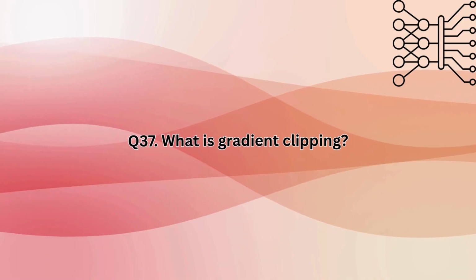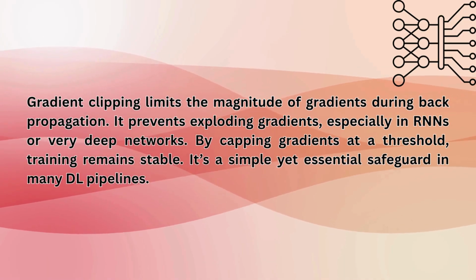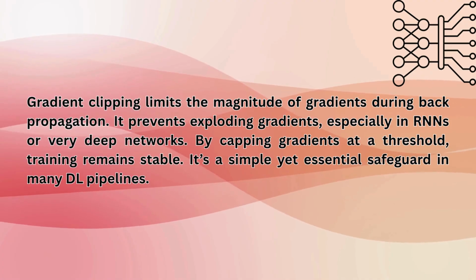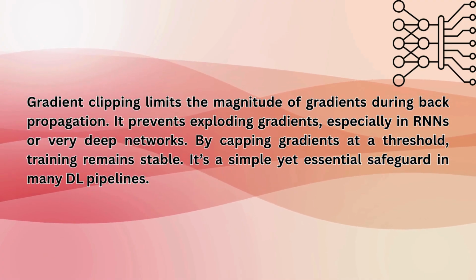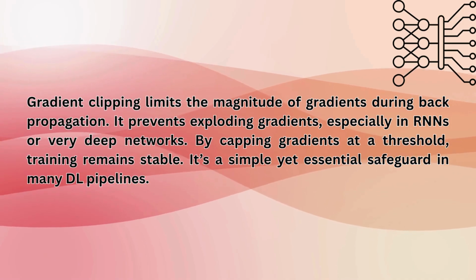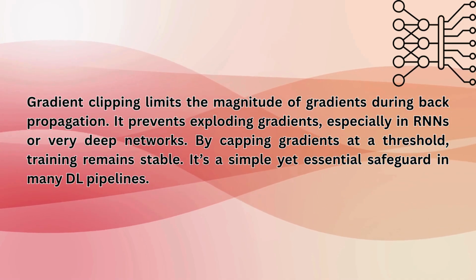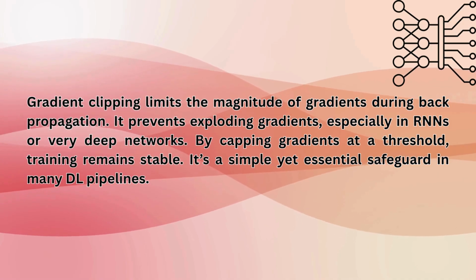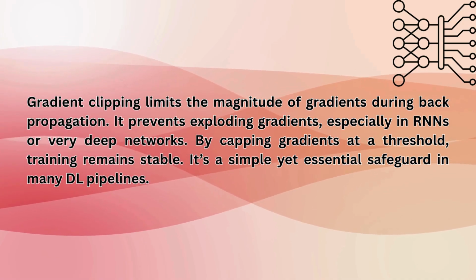What is gradient clipping? Gradient clipping limits the magnitude of gradients during backpropagation. It prevents exploding gradients, especially in RNNs or very deep networks. By capping gradients at a threshold, training remains stable. It's a simple yet essential safeguard in many DL pipelines.